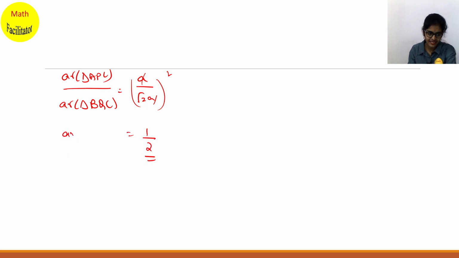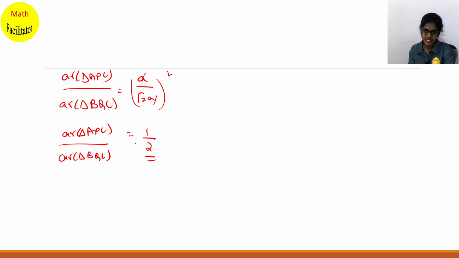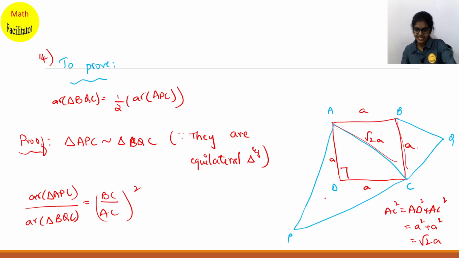Or you can write, you have to prove that the ratio of the area of triangle APC to the area of triangle BQC is 1 by 2. So you have to prove that BQC is half of APC. I'm just transposing this. So just see what you have to prove. Yes, so BC is a and AC is root 2 a.